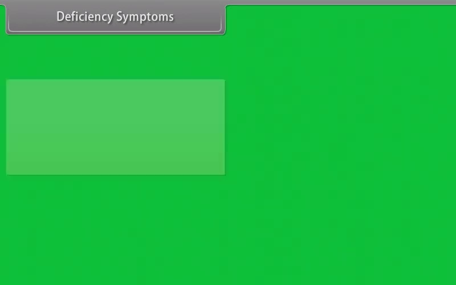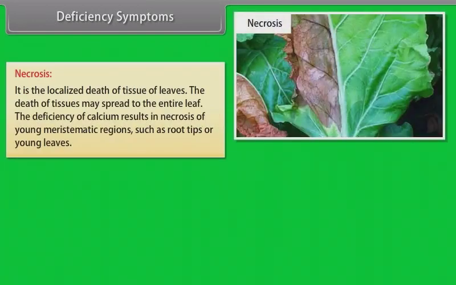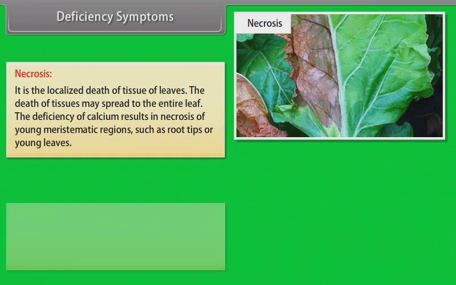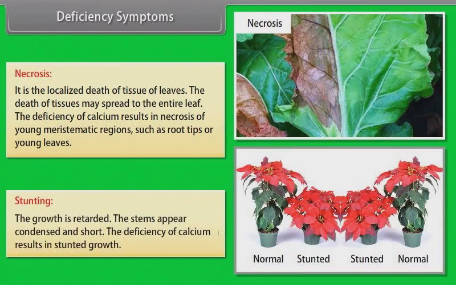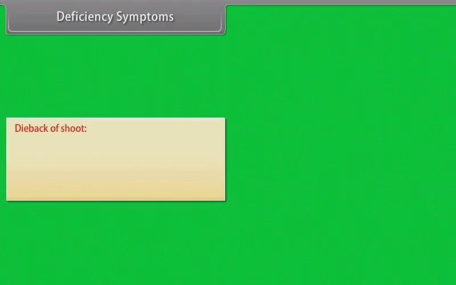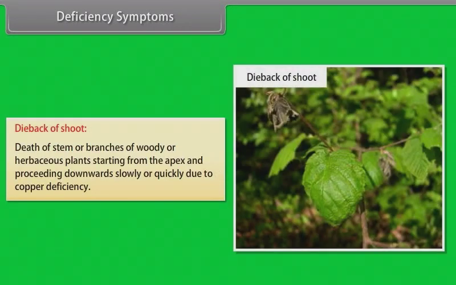Necrosis. It is the localized death of tissue of leaves. The death of tissues may spread to the entire leaf. The deficiency of calcium results in necrosis of young meristematic regions, such as root tips or young leaves. Stunting. The growth is retarded. The stems appear condensed and short. The deficiency of calcium results in stunted growth. Dieback of shoot. Death of stems or branches of woody or herbaceous plants, starting from the apex and proceeding downwards slowly or quickly, due to copper deficiency.